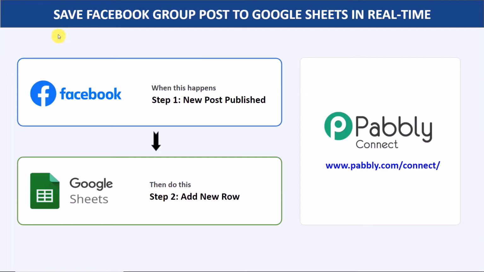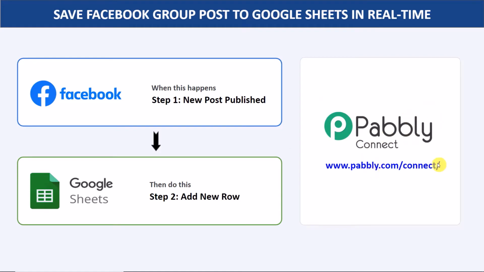Hello everyone. So in this video, we will learn how to automatically save Facebook group posts to Google Sheets in real time. So the idea is that if I create a new post in Facebook, the data of that particular post will be automatically added into Google Sheets. But the issue here is there is no direct connection between Facebook and Google Sheets. So that is why I will be using an integration and automation software called Pabbly Connect that integrates Facebook and Google Sheets. The best part here is a person without any technical background can perform this integration easily.